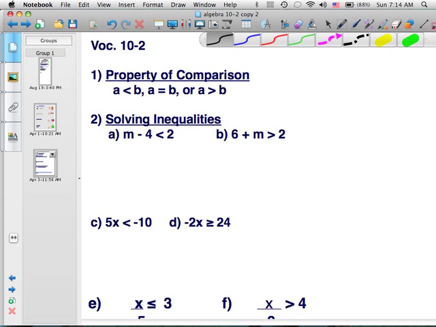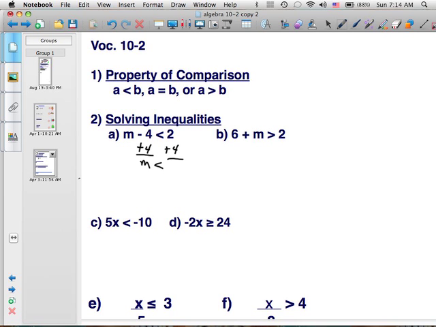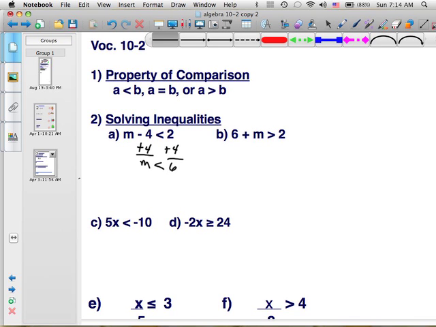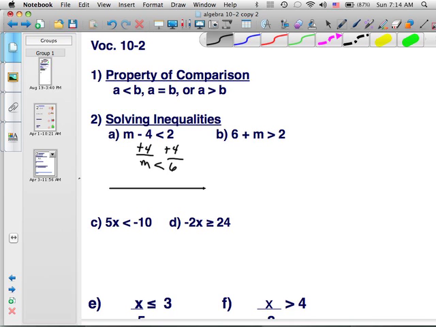We're going to be solving some inequalities here, and basically they're done very similar to solving an equation. This is a one-step inequality, so we're going to add 4 to both sides to solve for m. So now we have m is less than 6. So our solution set are all the numbers less than 6, and since we can't write all those out, we graph them.